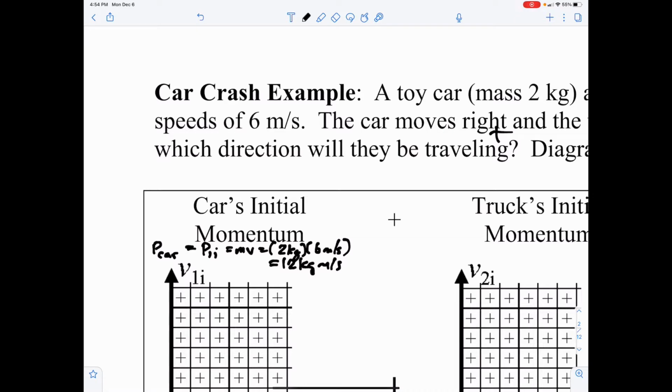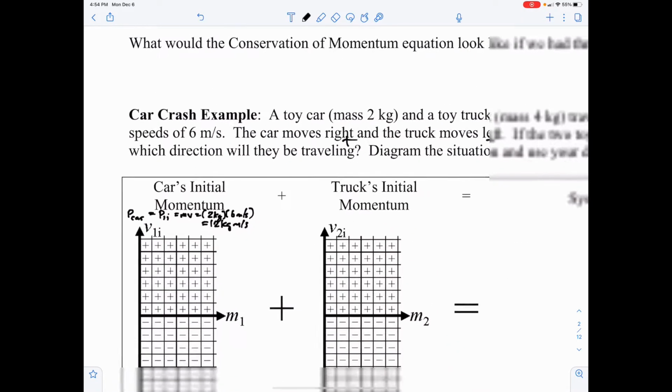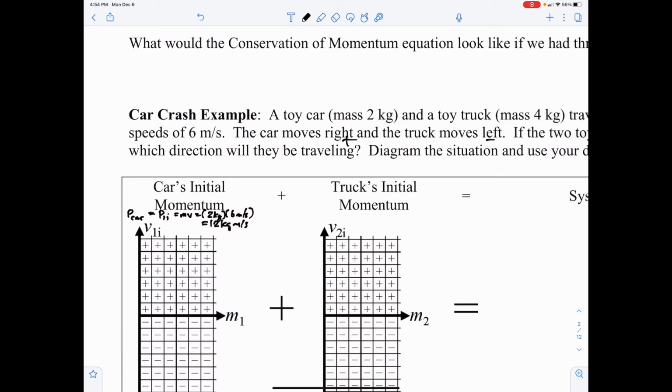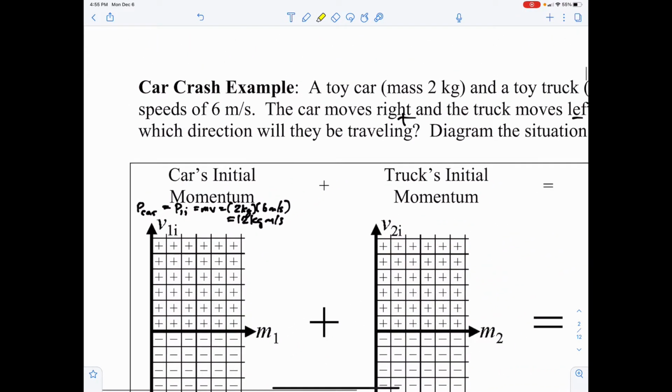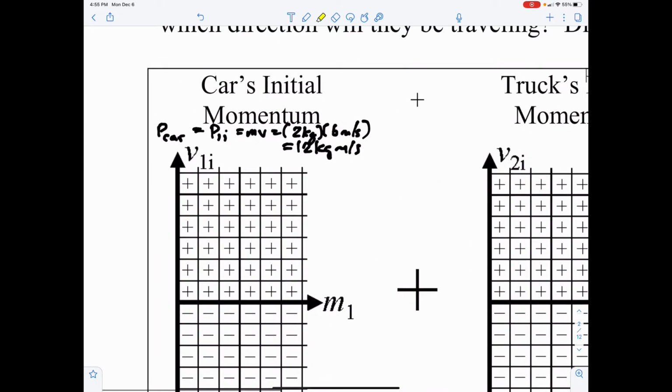And I'm going to color code this: I'm going to do yellow, blue, and then the final momentum is black. So the initial momentum of the car, initial mass, 2 kilograms, so each unit's going to be 1, and then 6 meters per second. So I'm going to shade in 12 of these boxes, just like this.